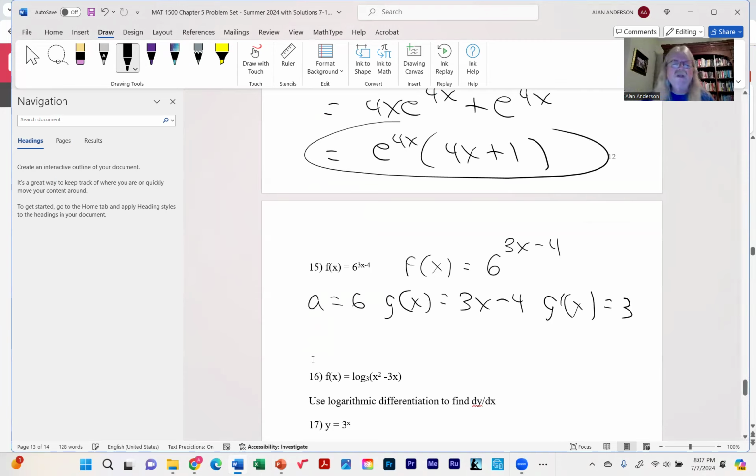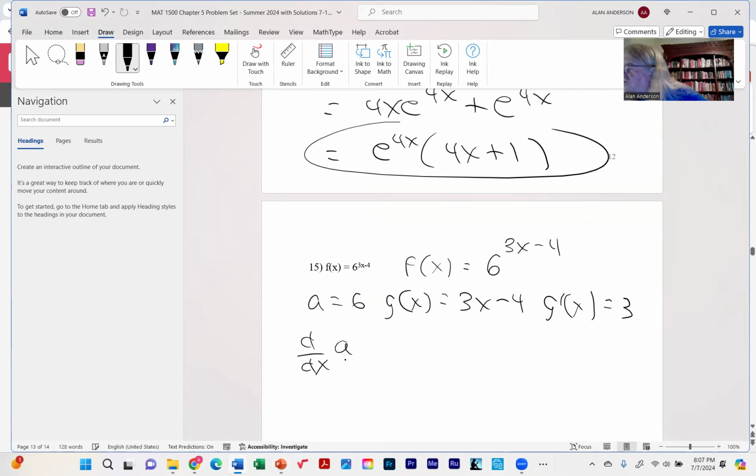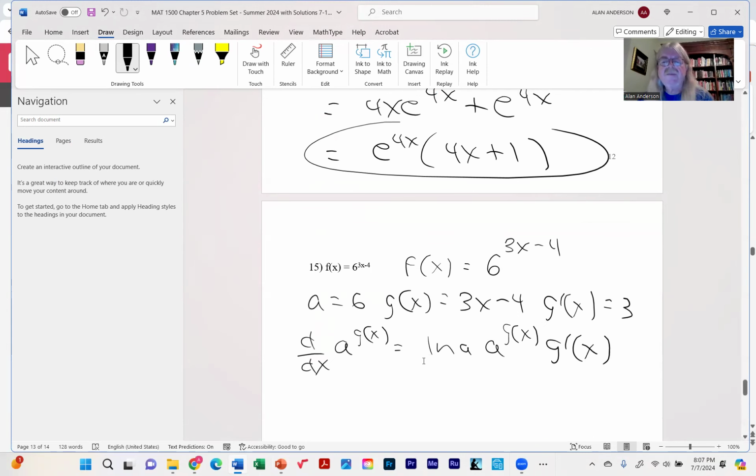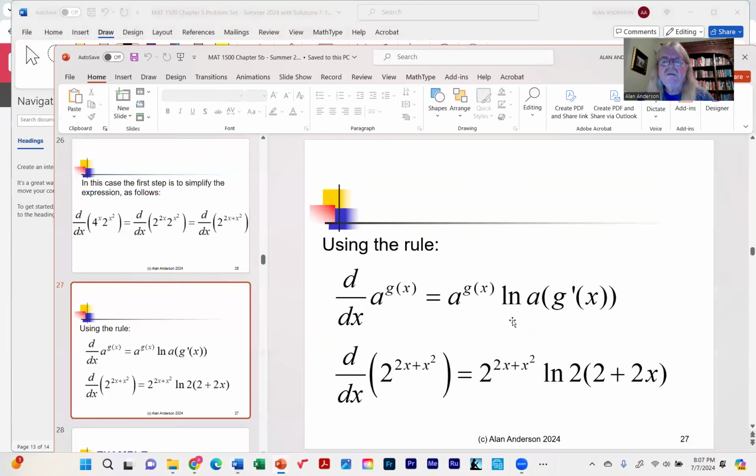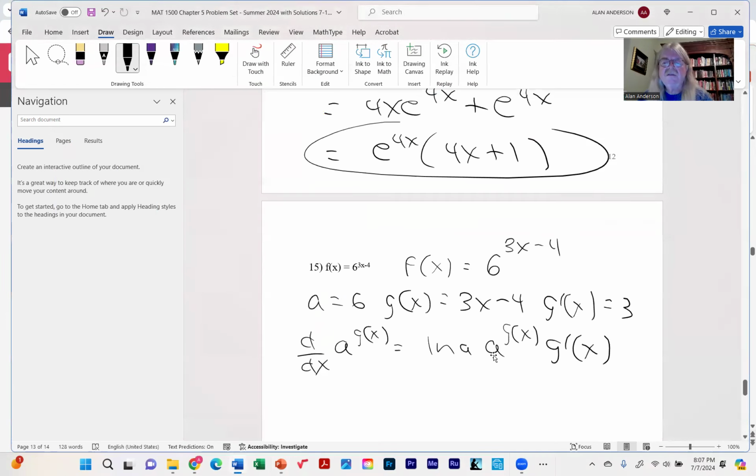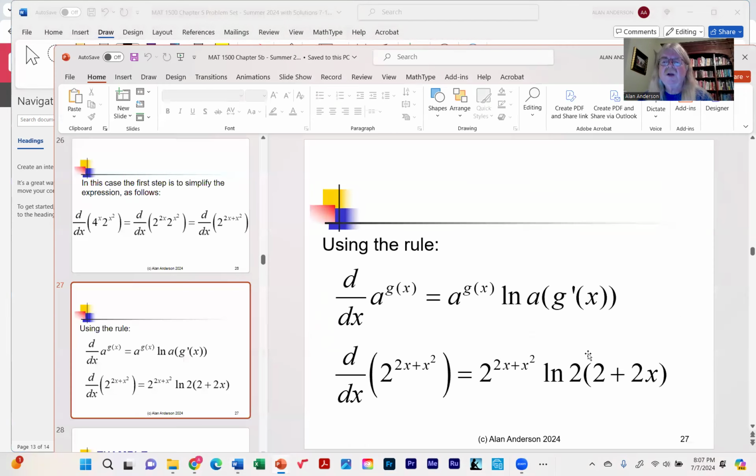So the way the rule works is that the derivative of a to the g of x is log a times a to the g of x, g prime of x. It doesn't matter what order you write these, obviously. Okay, it's slightly different here, but it's a to the g of x, log a, g prime of x.